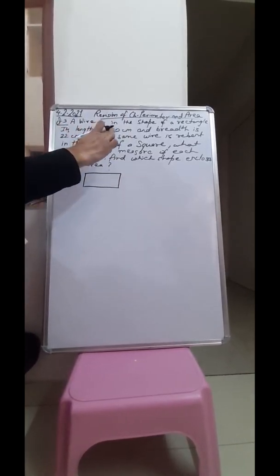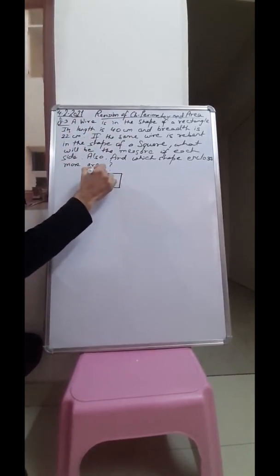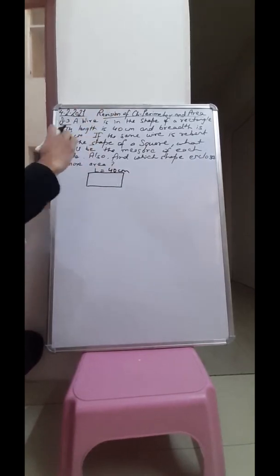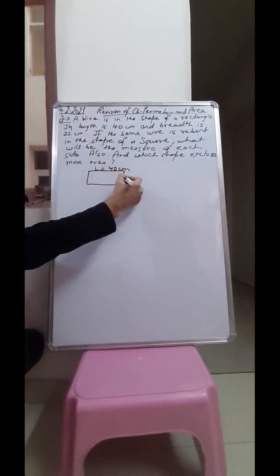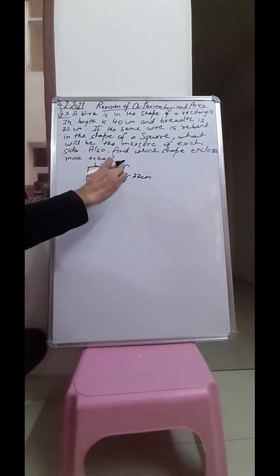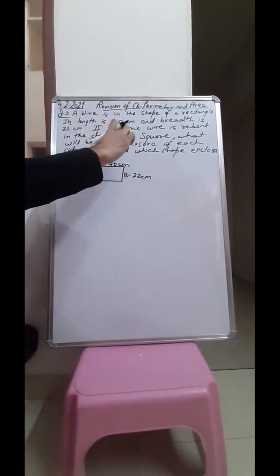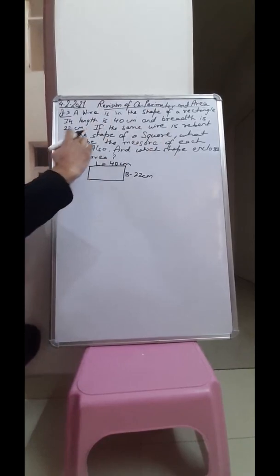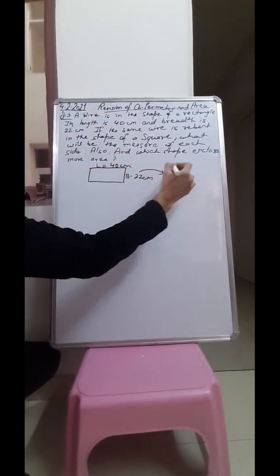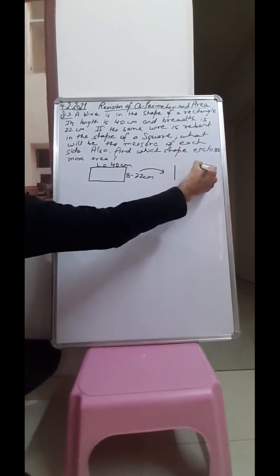Its length is 40 centimeter. So we have been given a length equal to 40 centimeter and its breadth is 22 centimeter. So length is given as 40 centimeter and breadth is given as 22 centimeter. If the same wire is rebent in the shape of a square, so from this rectangle it is rebent in the form of a square.